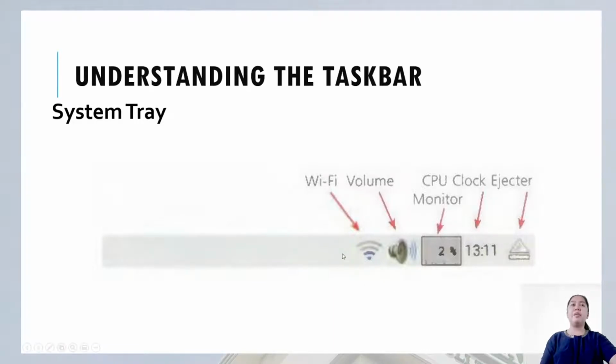We have the Wi-Fi network settings, which displays available networks and lets you connect to your selected network. Second one is the volume control. It displays the current volume level and allows you to adjust the volume. And the next one is the CPU usage monitor settings. It displays the current CPU load. And next is the system clock. It displays the current system time. And the ejector button, which allows you to safely eject external drives that may be connected to your Raspberry Pi.